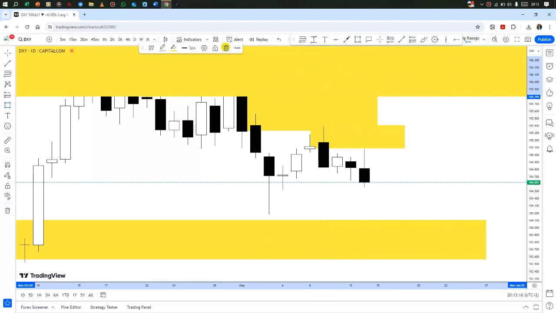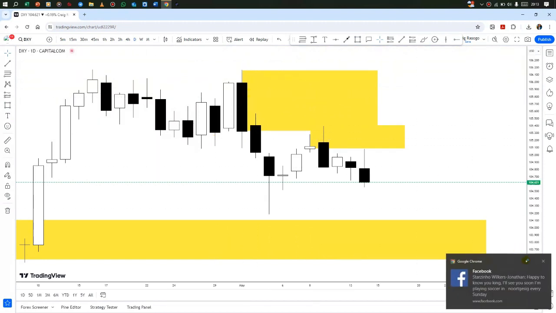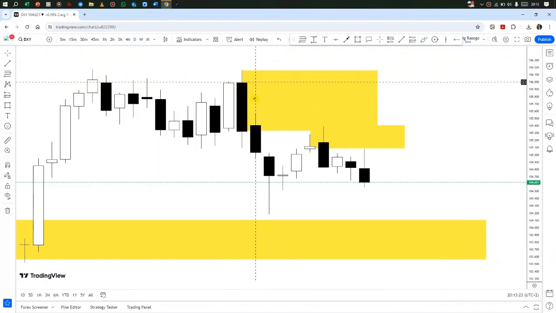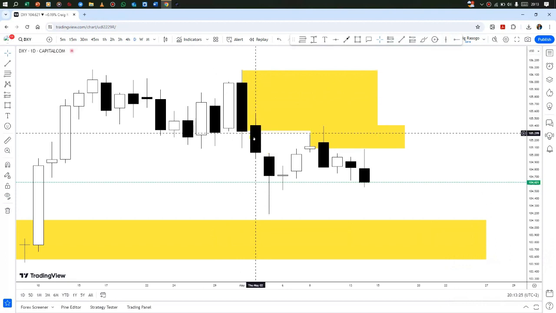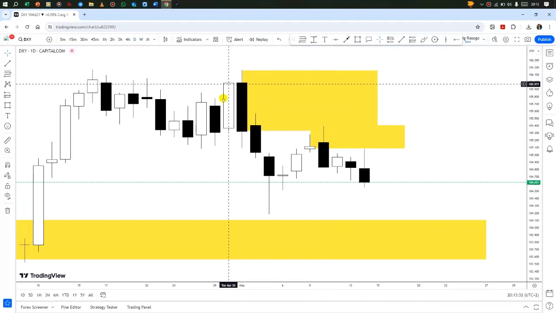Let me delete the weekly supply. As you can see, we do have a rally based drop supply zone here, with a significant bearish move. The price came to it for the first time. So there are higher chances that you might find a high probable zone around this area here.